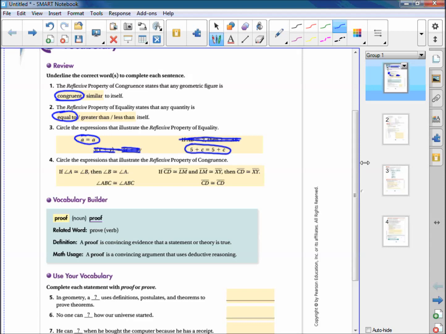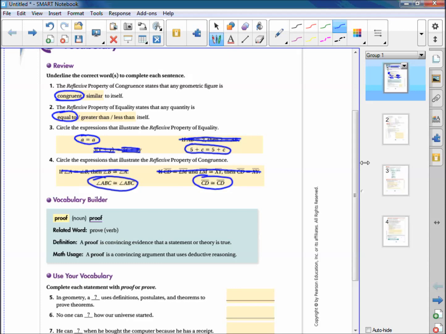All right, so circle the expressions that illustrate the reflexive property of congruence. So the bottom two work. Angle ABC is congruent to angle ABC. That would mean that they'd have the same measure. And CD is congruent to CD. That means that they have the same length. The one above it on the left here is the symmetric property of congruence. And over here, this is the transitive property of congruence. CD equals LM and LM equals XY, so CD is XY.